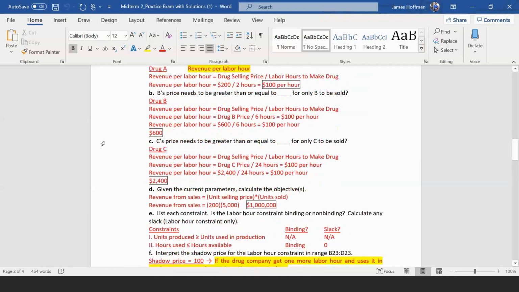Okay, so we did some assignment problems for that type of problem. Any more questions on what we're doing here for the revenue per labor hour steps and trying to figure out what's comparable?